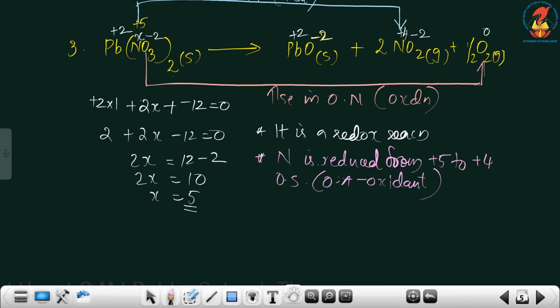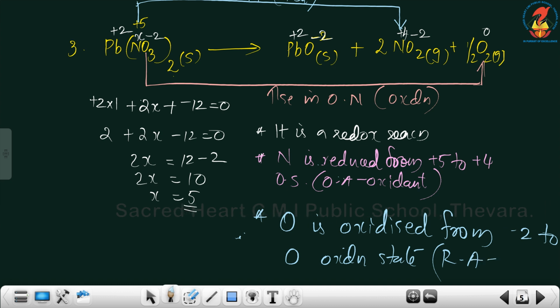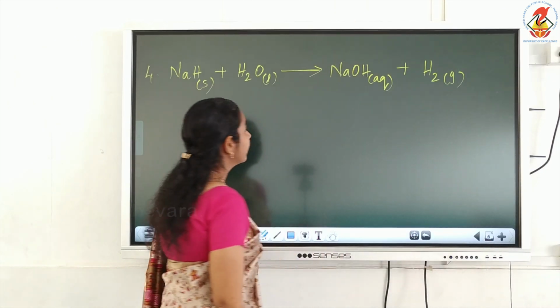Similarly, oxygen is oxidized from -2 to 0 oxidation state. So oxygen is oxidized from -2 to 0 oxidation state, undergoing oxidation, and it is acting as the reducing agent or reductant. So this is about the oxidation and reduction, and we can say that it is a redox reaction.